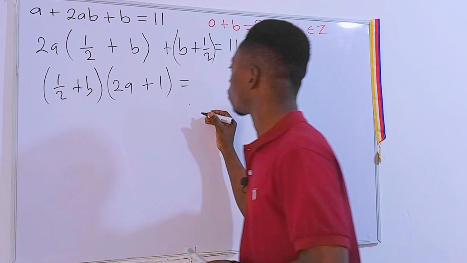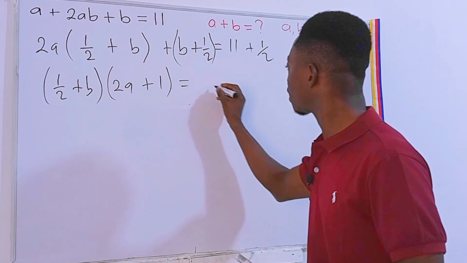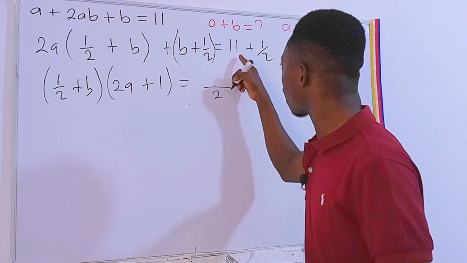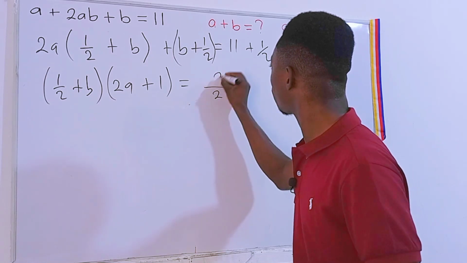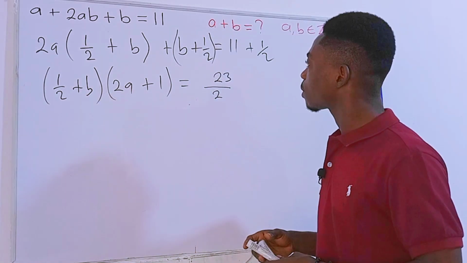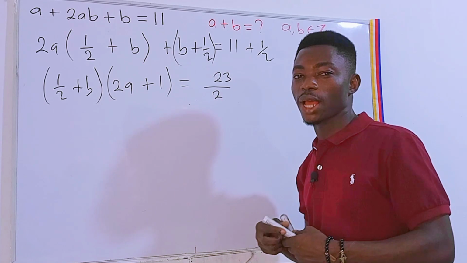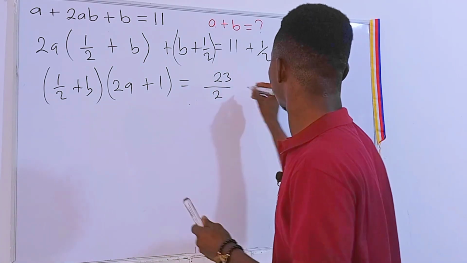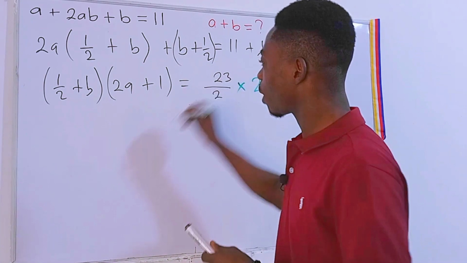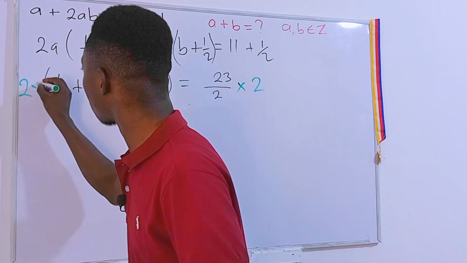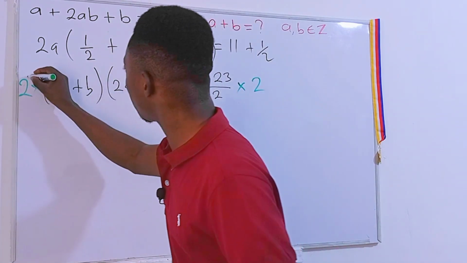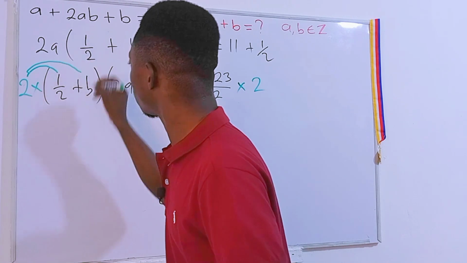And this is equal to, let's go ahead and combine this. The LCM will be 2. 2 times 11 is 22 plus 1. We have 23. Now let's get rid of this fraction so that everything will be pretty much easy. Let's multiply this one by 2, and in the same way we will multiply this side by 2 as well. Now let's distribute this 2.